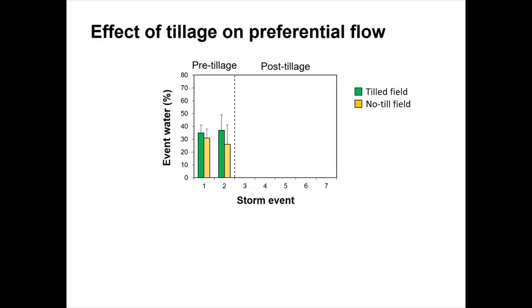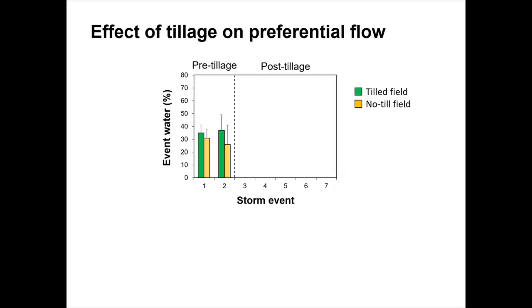So this is looking at a similar thing to what we did before. This is just the number of storm events, 1 through 7, versus the amount of water in the tile drain that was rainwater. So the higher the bars, the more rainwater there was in the tile drain. I split it between pre-tillage and post-tillage.